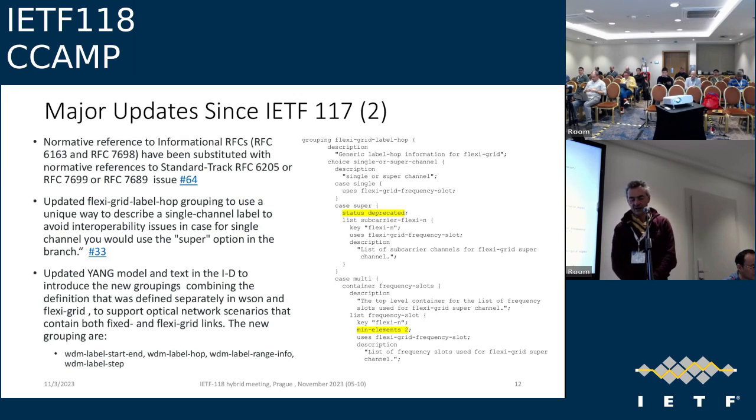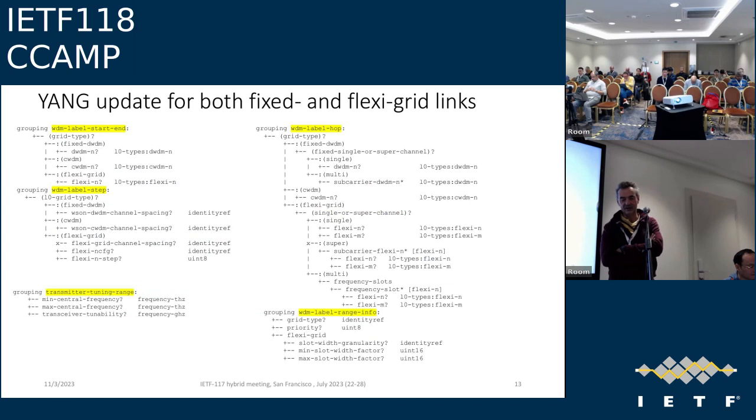Then there is the update of the WDM model, and we introduce a new grouping that combines the definitions that we had in case of fixed grid, in the WSON, and flexible grid, in the context of the new scenario that supports both fixed and flexible grid, as Iowa will present after this presentation. And the new grouping has been provided in the RFC in these drafts. These are the four groupings that I reported there. Next, here is the YANG model definition of the groupings that I just mentioned, plus the new grouping used for the tuning of the transmitter for the range and the granularity, the step.